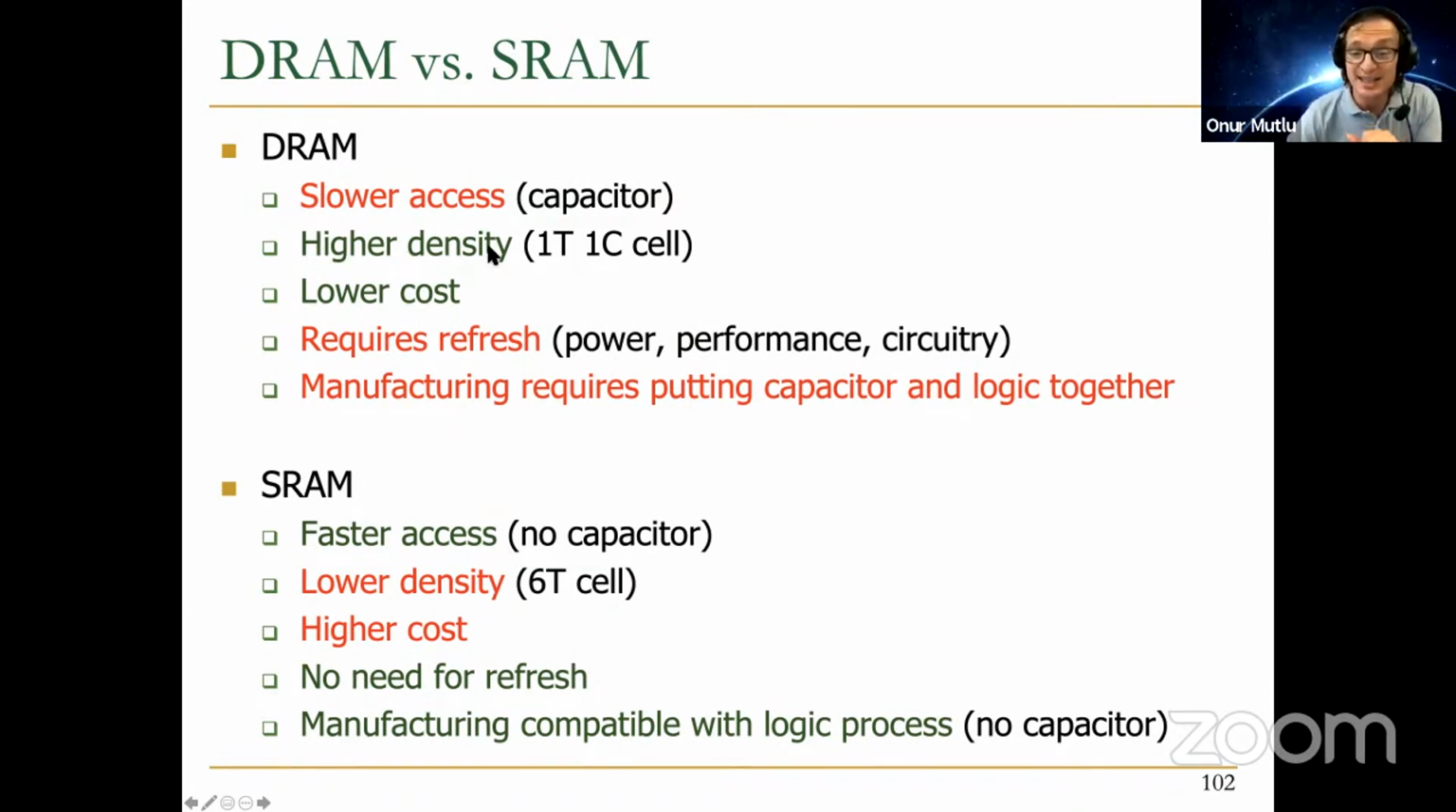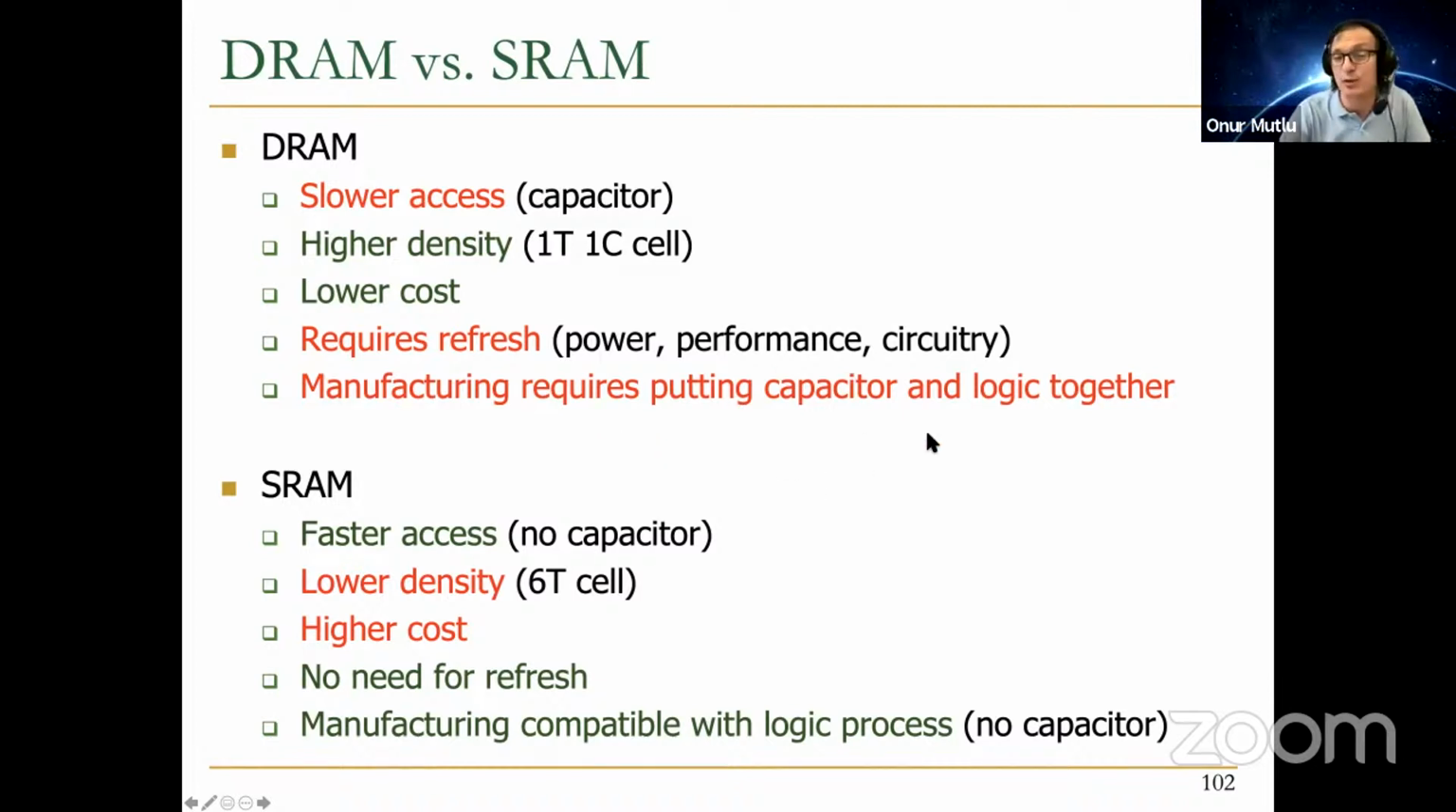DRAM is higher density. Clearly, one transistor, one capacitor. SRAM is lower density. DRAM is lower cost because of the higher density. You can pack many, many cells in a given millimeter. As a result, the cost is lower, as we will see in the next lecture. So these are positives, clearly, while slower access is not a positive. But the downsides of DRAM, other than slower access, it requires refresh, which affects power, performance, circuitry, entire system.